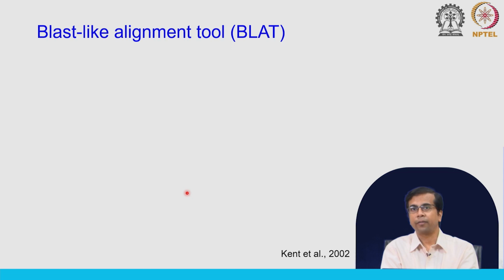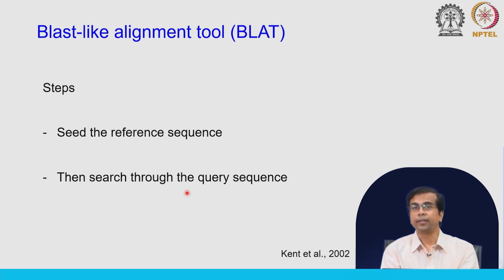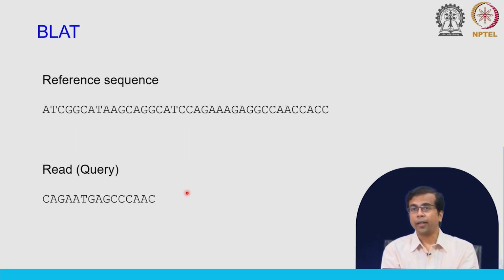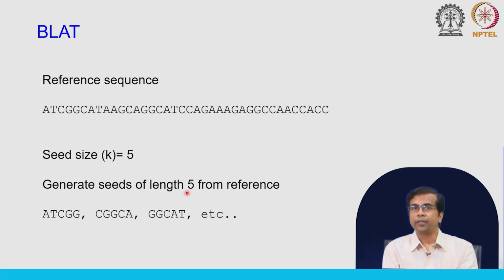It's called BLAST like alignment tool or BLAT. So, how does it work? It seeds the reference sequence. So, these are the steps. It seeds the reference sequence and then it searches through the query sequence. Again we go back to the example, where we have this reference sequence and we have the read sequence or the query sequence, and we take the same seed size and we generate seeds of length 5 from the reference.